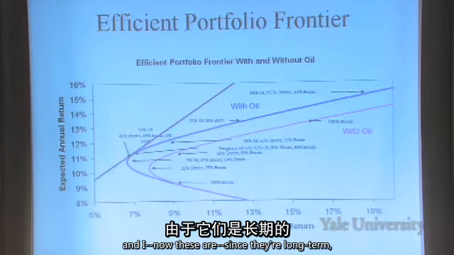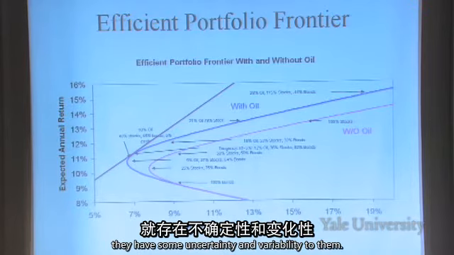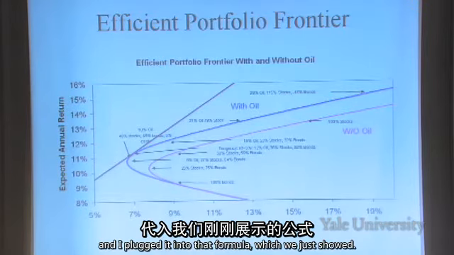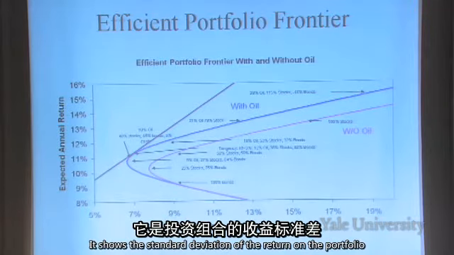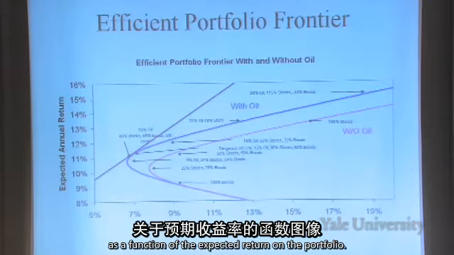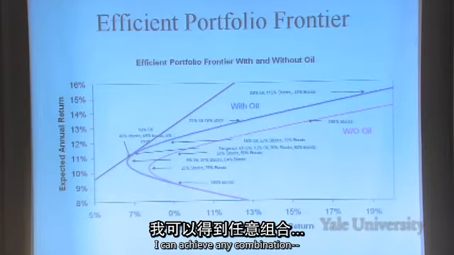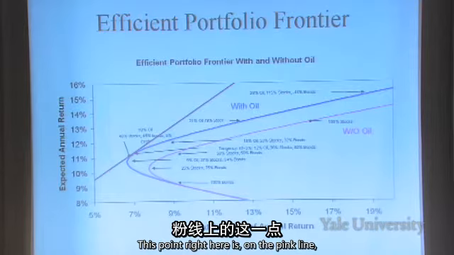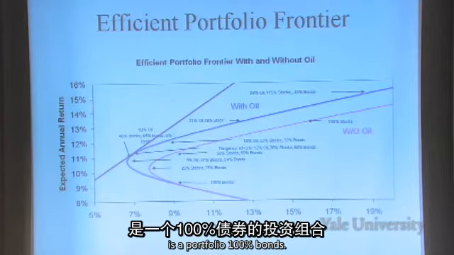Now these are long-term, so they have some uncertainty and variability to them. I computed the sigma 1, sigma 2, R1, and R2 for those, and I plugged them into that formula which we just showed. And that's the curve that I got out. It shows the standard deviation of the return on the portfolio as a function of the expected return on the portfolio. I can achieve any point on that by choosing an allocation of my portfolio. So this point right here, on the pink line, is a portfolio of 100% bonds.